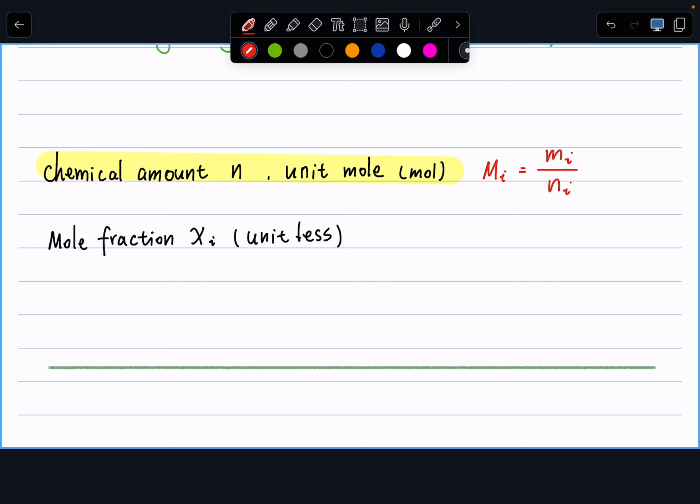Okay, and at the last, we have mole fraction. So mole fraction is also going to be a unitless property. This chi I is defined as the number of moles of the substrate of interest, or substrate I, over the total number of moles available.